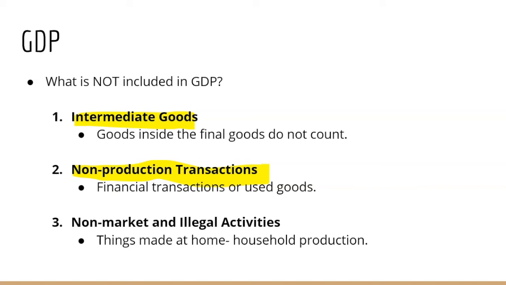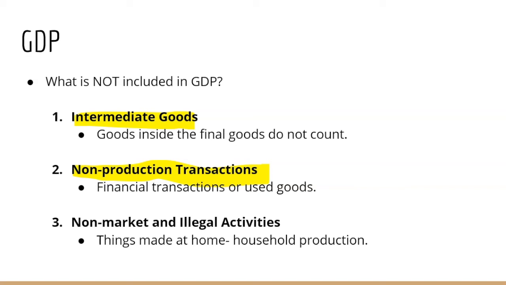A quick thing to note here with non-production transactions: the selling of the bond and the selling of the stock are not included. However, if a stock trader earns a commission, that commission is included as part of the GDP, because they're receiving it as revenue and they're theoretically going to spend it. So the commission is considered part of it, but not the actual sale or the transition of the ownership of a bond from person A to person B. That is not included in the GDP.